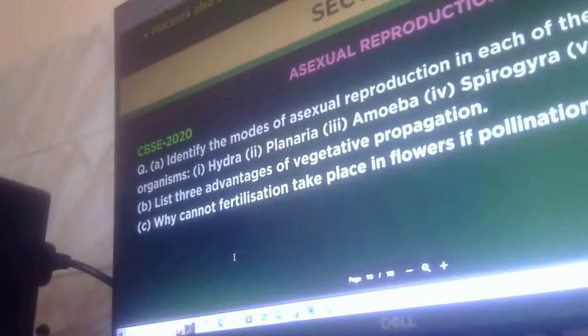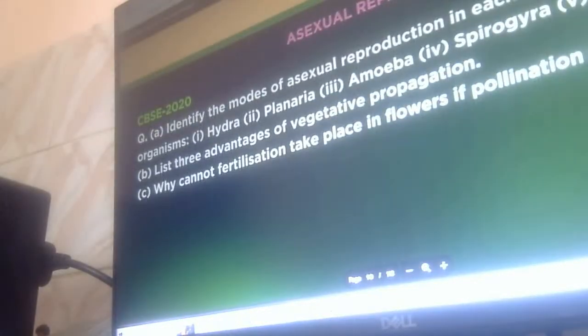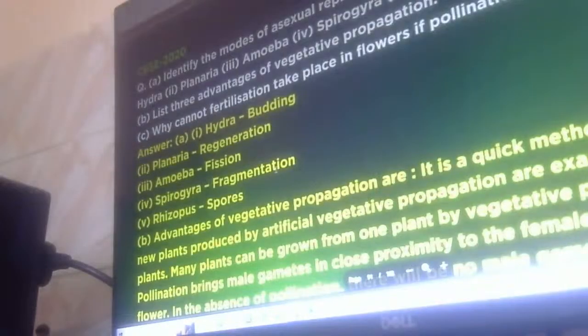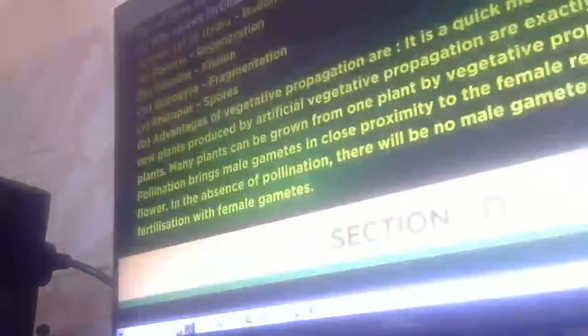Oh, okay, nice. Modes of reproduction in Hydra. Hydra is budding. Planaria is regeneration. Amoeba is binary fission. Spirogyra, I forgot where you go. Rhizopus is spore formation. Spirogyra, I think, is fragmentation. Spirogyra is fragmentation. Amoeba is binary fission. Vegetative propagation.